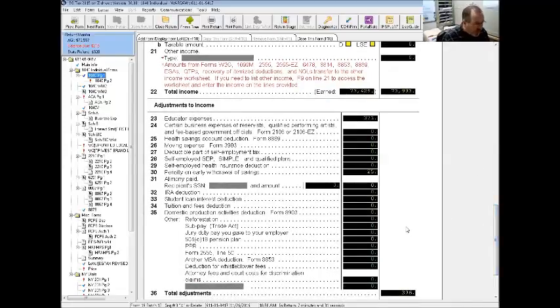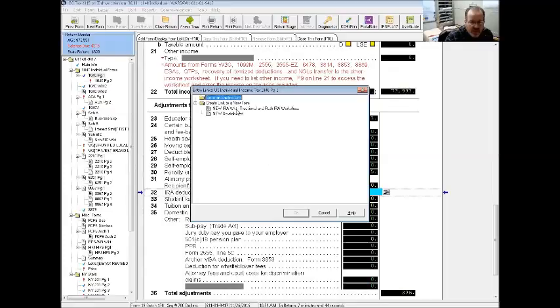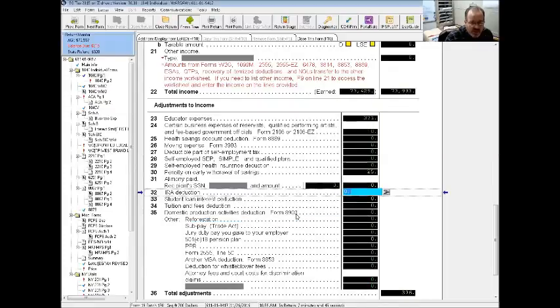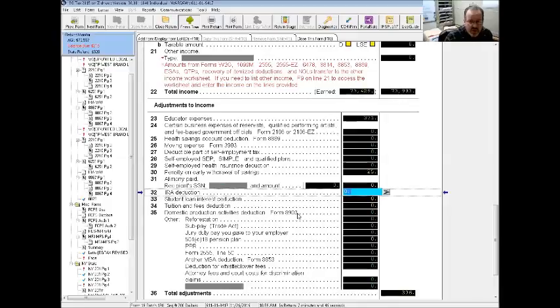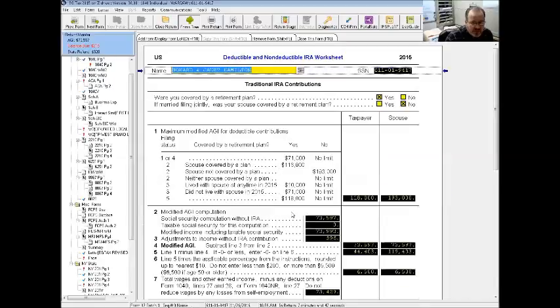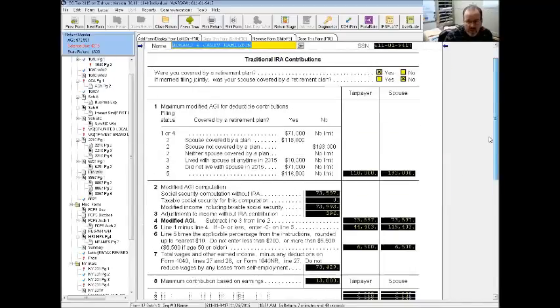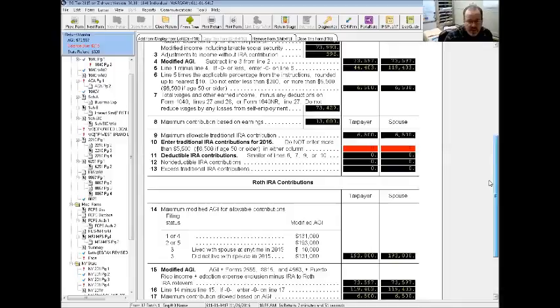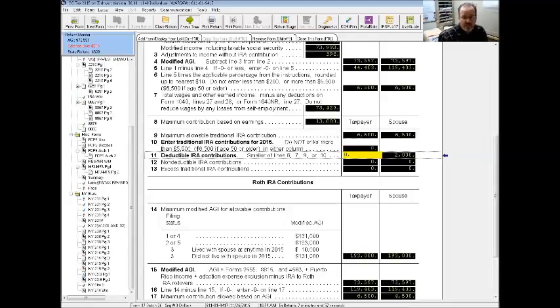Now, next bullet. Janet would like to contribute $2,000 to a traditional IRA. Well, we're going to go to line 32, our IRA deduction. We're going to take a look here, go to our IRA worksheet. And as it says, she's doing a traditional IRA, so she's looking for the tax advantage. So when she gets to that, we can see that under the traditional IRA, we can put in her $2,000.